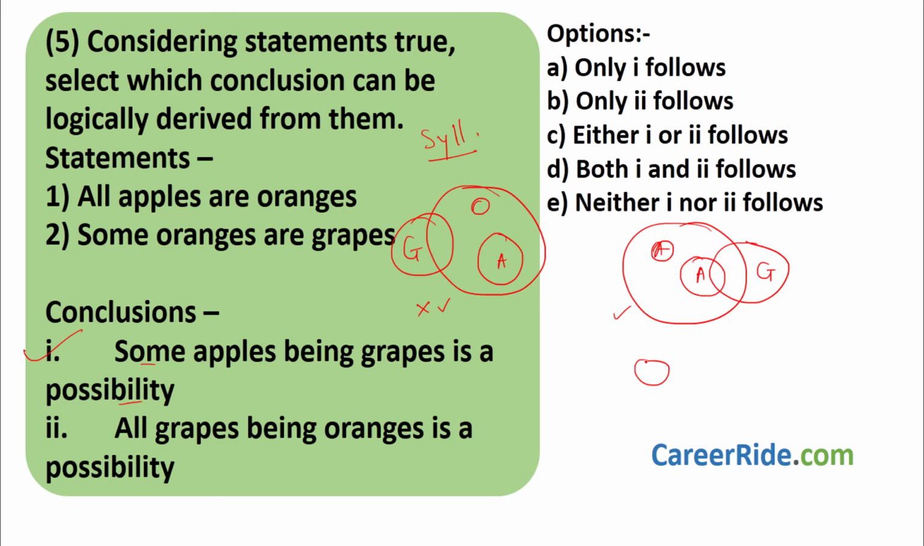Again, let us see, can we draw like this, grapes and oranges? Do these two sentences get satisfied? All apples are oranges? Yes. Some of the oranges are grapes? Yes. So this is also a valid Venn diagram. Now over here, second conclusion, second possibility is satisfied over here, but it is not satisfied over here. So one wrong, one correct. This is a valid conclusion.